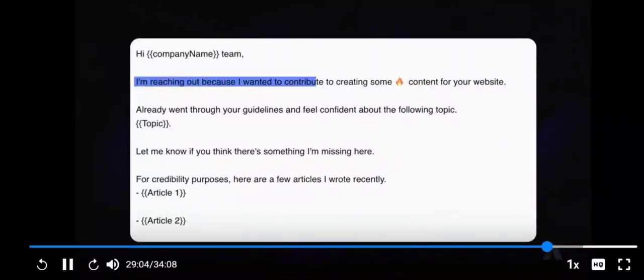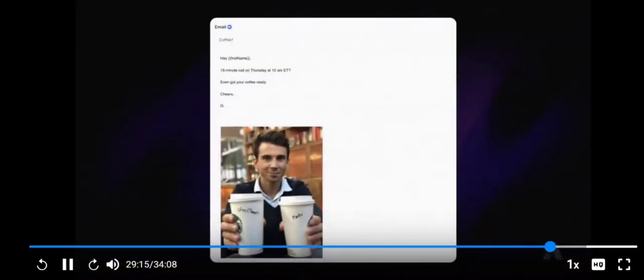"I'm reaching out because I wanted to contribute to creating some fire content for your website." One of our favorites is the 100% personalization method. For example, I use this technique when reaching out to an entrepreneur I wanted to network with. Your lead will love getting emails like this because let's face it, who doesn't like something that is specifically made for them? Kevin will show you how to create your own personalized images and you will see it's super easy and fun.